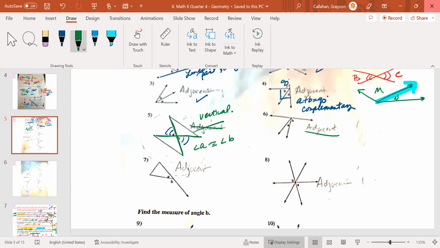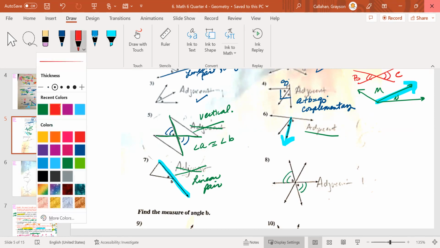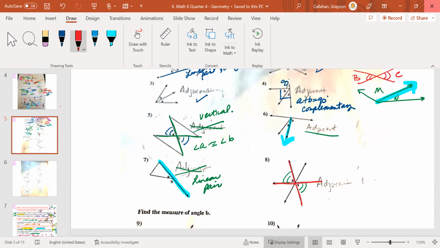6, A and B are adjacent because they share this side together. 7, do you see how they make a straight line right there? So it's not necessarily adjacent. A better word is that they're a linear pair. 8, A and B, they're opposite angles. You see how you have this X right here? And they're congruent. So angle A is equal to angle B. So these are not adjacent. These are complementary.